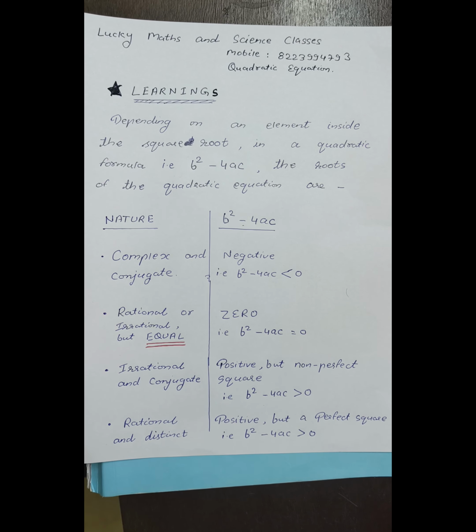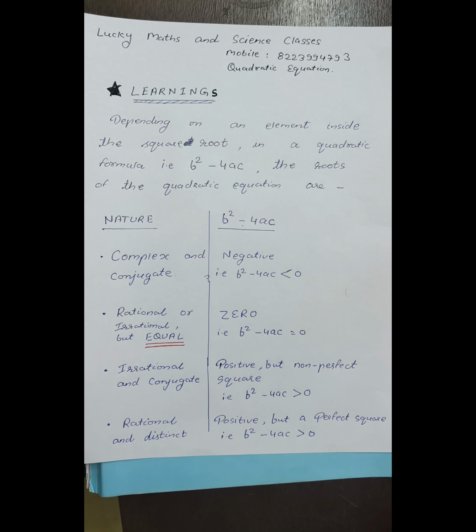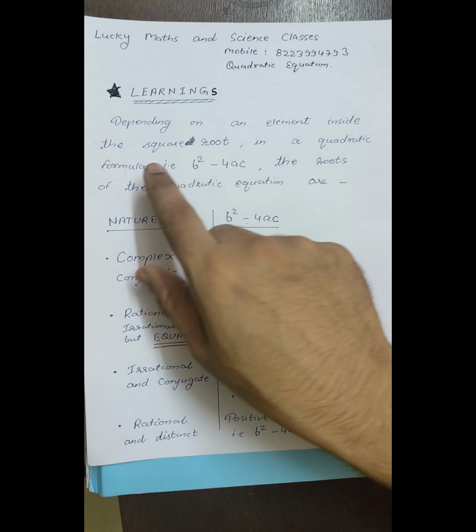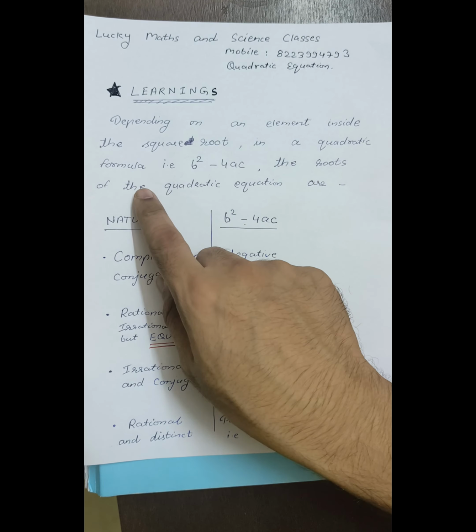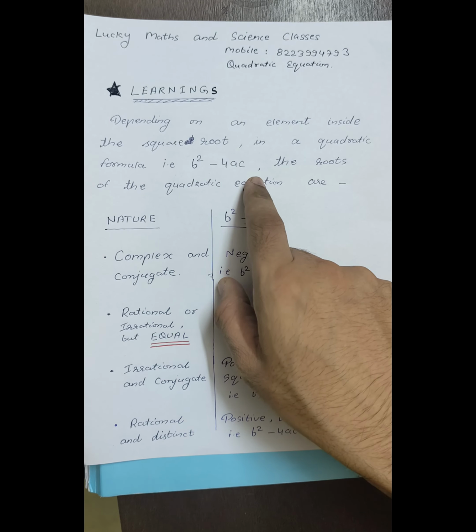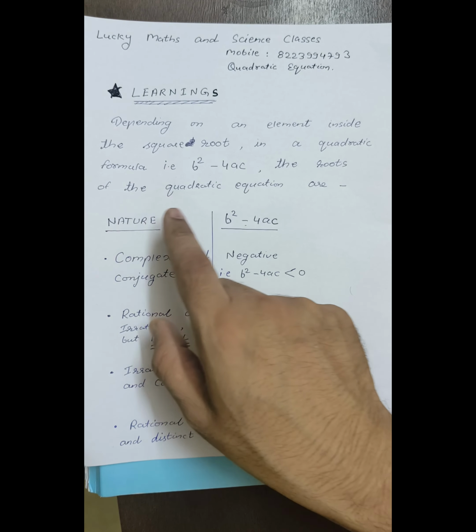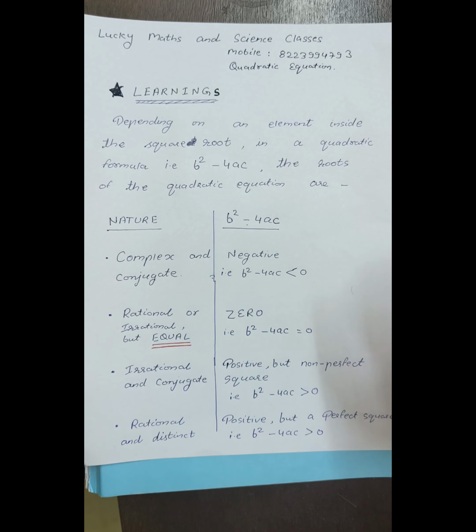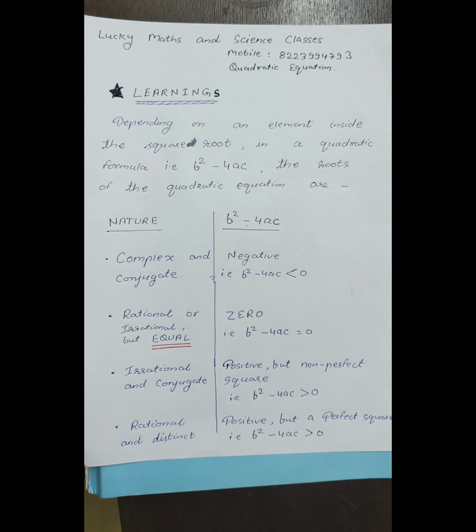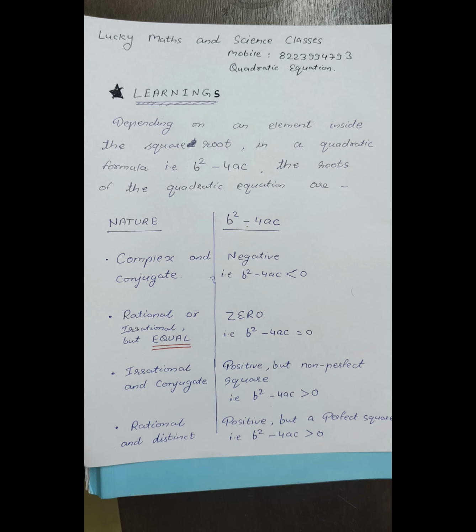In this slide, we take the learnings from all previous 5 questions, and these learnings are very obvious, very simple. Depending on an element inside the square root in a quadratic formula, that is b square minus 4ac, the roots of the quadratic equations are decided. See, when we solved those 5 questions, sometimes we will get rational roots, sometimes we will get irrational roots, sometimes roots are different, sometimes roots are equal.